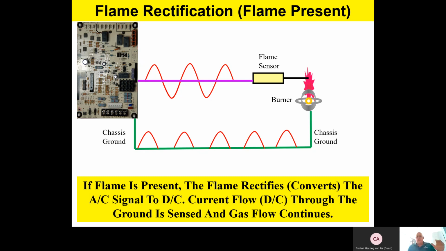Basically, AC voltage goes through the flame. And because of the characteristics of the fire itself, the ionization of the flame itself, it actually converts, or rectifies. It's an electronic term. It rectifies that AC voltage into a pulsating DC voltage that it dumps on the chassis ground. The control then sees that pulsating DC and it knows the flame is present. And so when it sees that pulsating DC on the ground, it allows the gas valve to stay open and continues furnace operation.